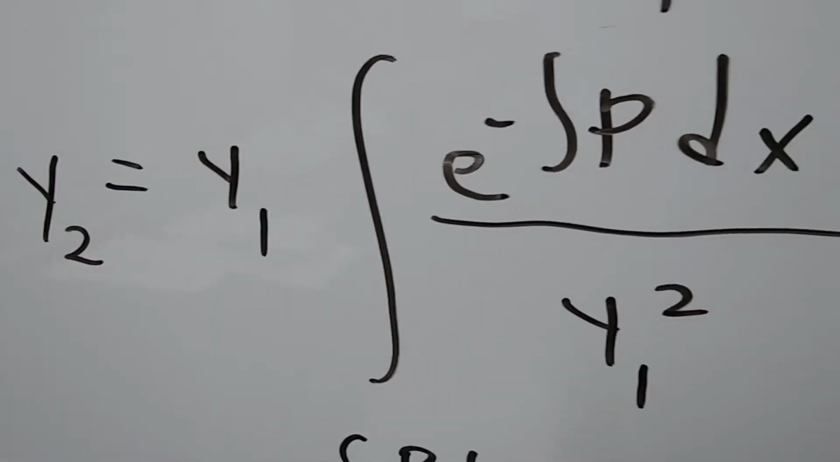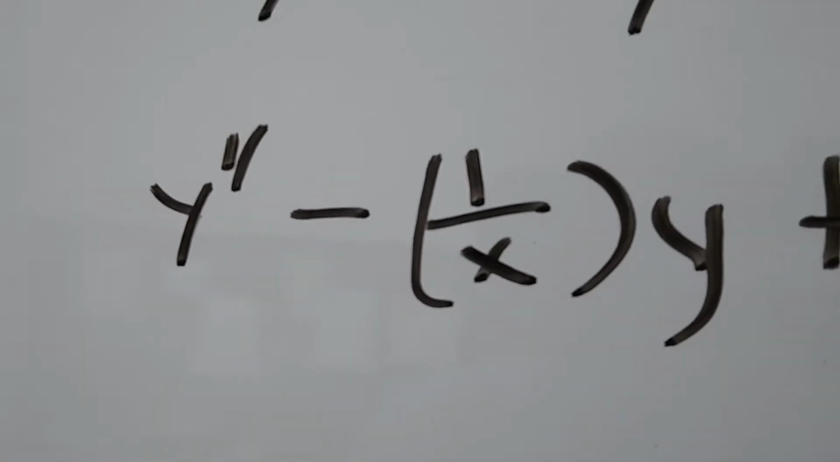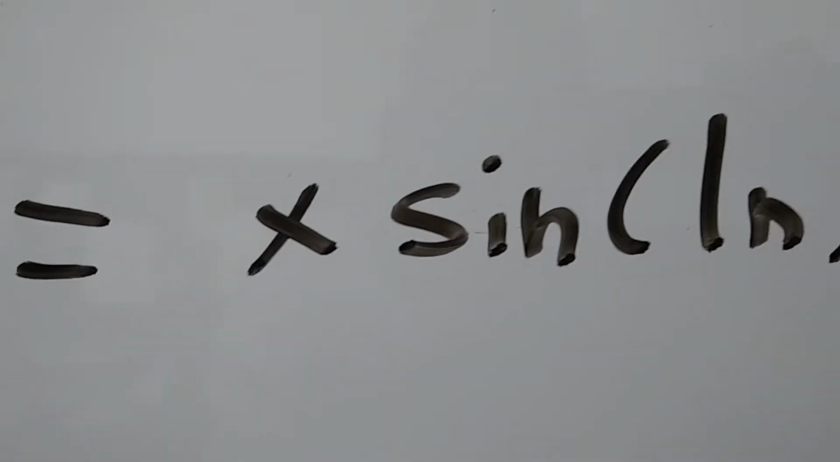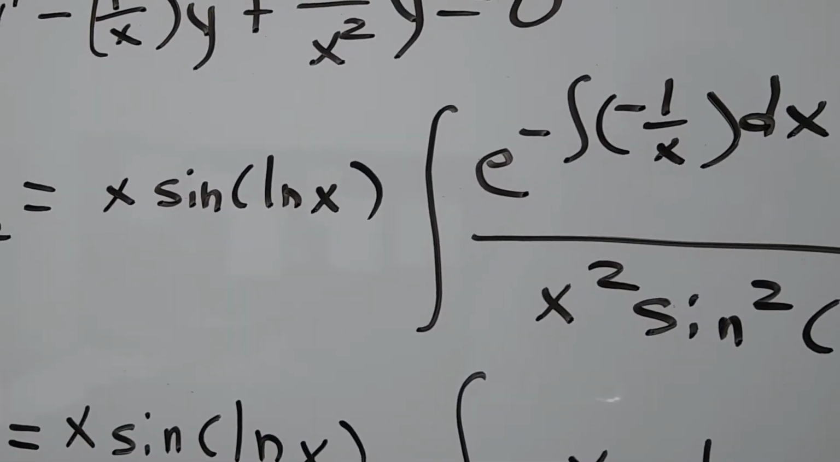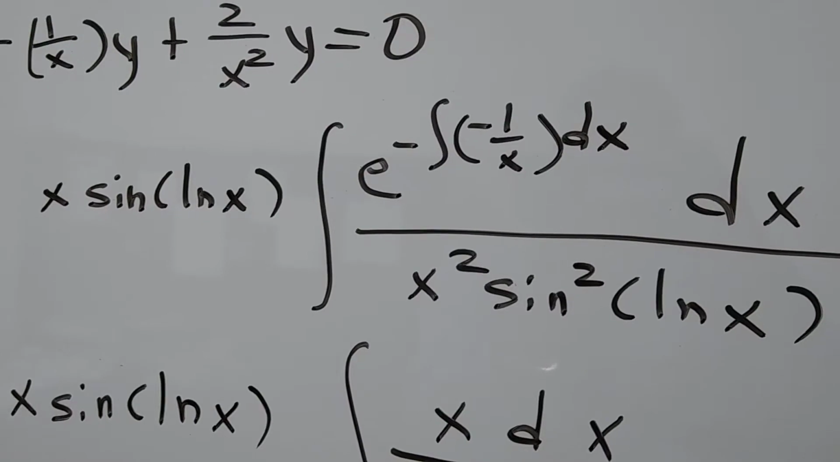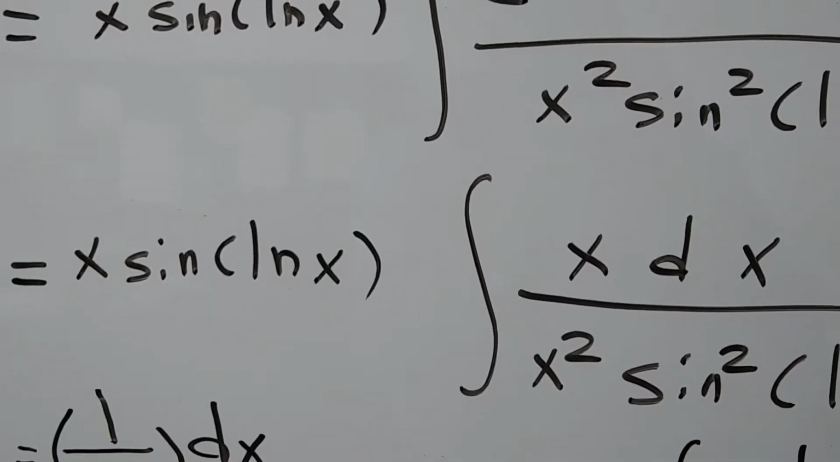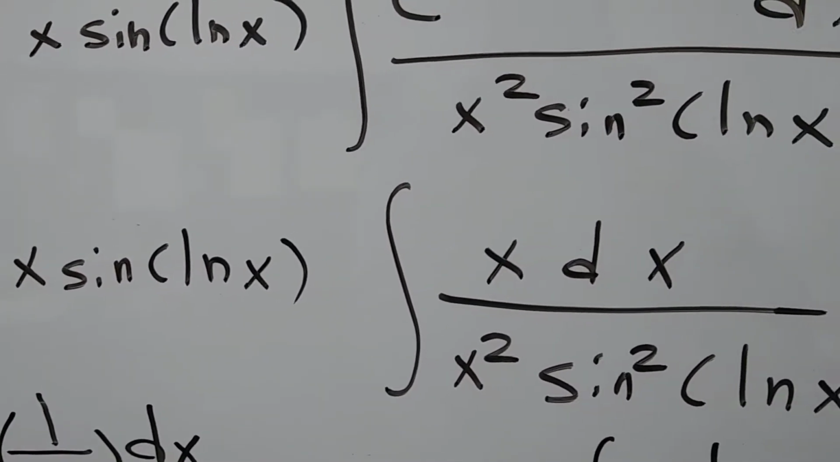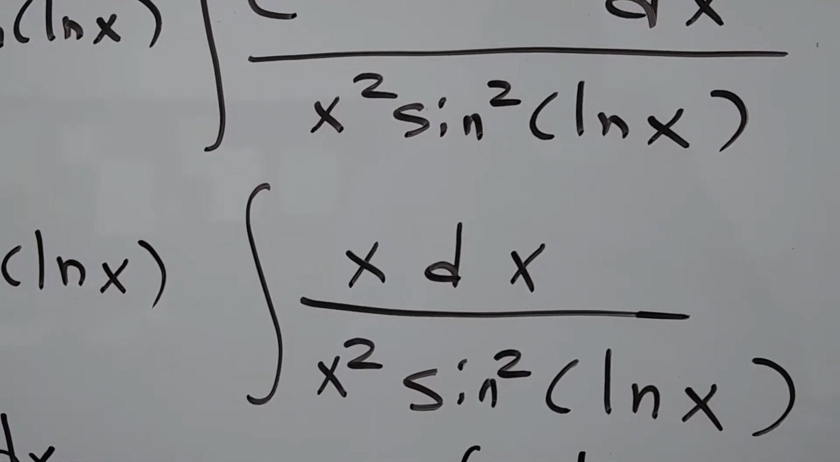So, based upon the given formula, y sub 2 equals y sub 1 times the integral of e to the negative integral of p dx over y sub 1 squared, where my p of x now is negative 1 over x. I'm going to get y sub 2 equal to x sine ln of x, the indefinite integral of e to the negative integral of 1 over x dx divided by x sine ln of x squared. Okay? Well, y sub 2 then is equal to x sine ln of x times the integral of x dx divided by x squared sine squared ln of x.